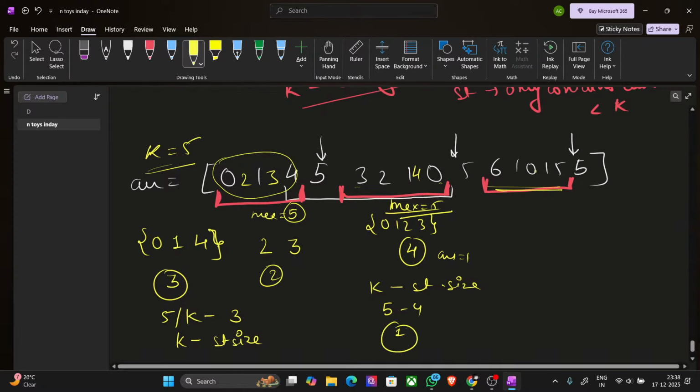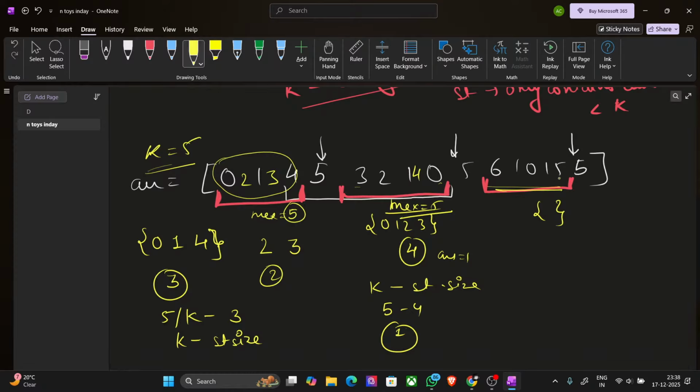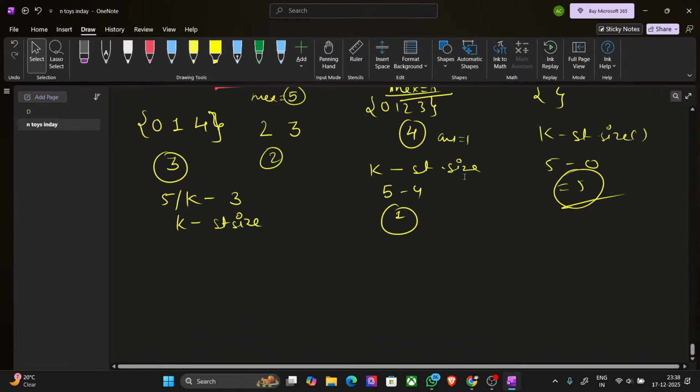For this particular segment, there is no element which is smaller than 5. So how many elements do I need to insert there? 0, 1, 2, 3, and 4. These are 5 elements, which is just k minus set size, and set size is 0, so 5 minus 0 is 5. That's how I can calculate the answer for this problem. This problem is easier than the previous one.